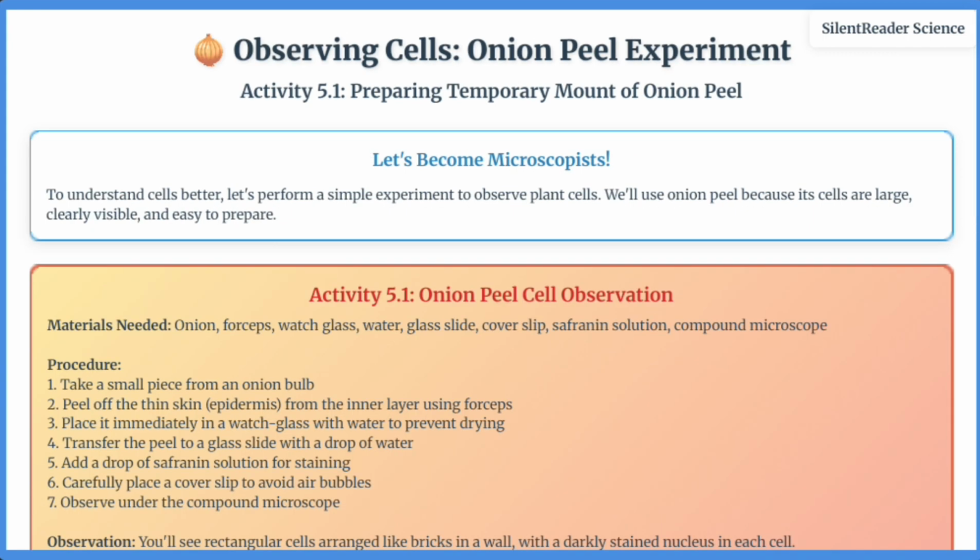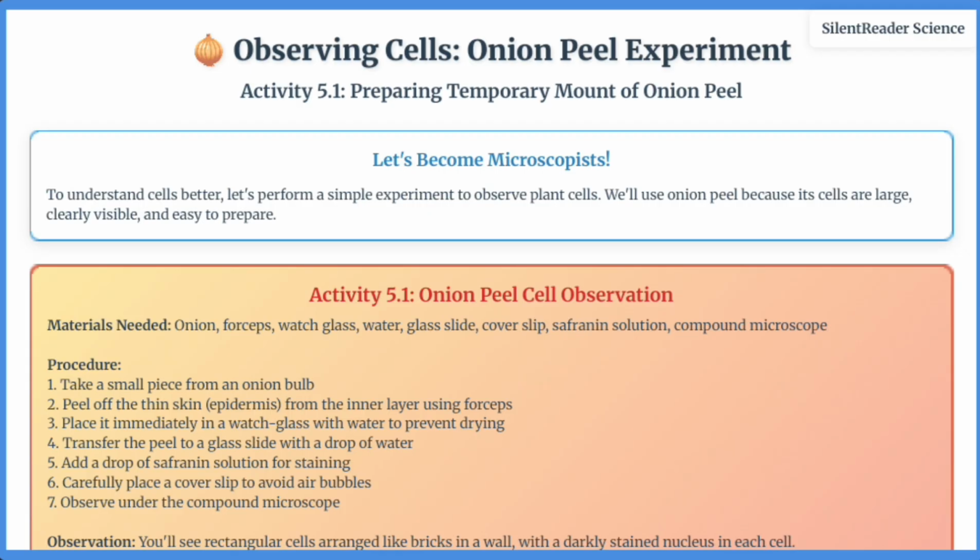Now let's become microscopists ourselves by observing onion peel cells. This simple experiment allows us to see plant cells clearly. We peel the thin epidermis from an onion, place it in water to prevent drying, stain it with safranin to enhance visibility, and observe under a microscope.